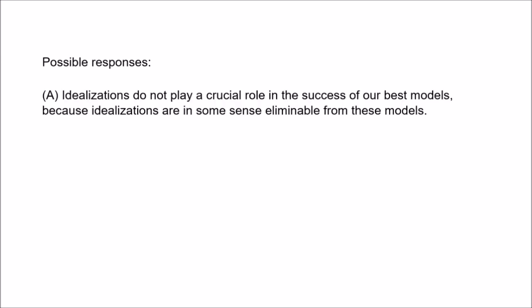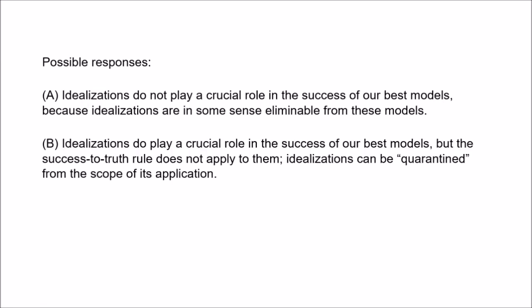Now, it seems to me that there are three possible responses to this. First, we might argue that idealizations do not actually play a crucial role in the success of our best models, and this is because idealizations are in some sense eliminable from those models. So actually, idealizations are not successful, and so there's no way in which the success to truth rule would apply to them. Second, we might accept that idealizations play a crucial role in the success of our best models, but argue that these idealizations can be quarantined from the scope of application of the success to truth rule. I'll explain this in more detail later, but on this view we limit the success to truth rule in certain ways, designed so that it doesn't apply to idealizations anymore.